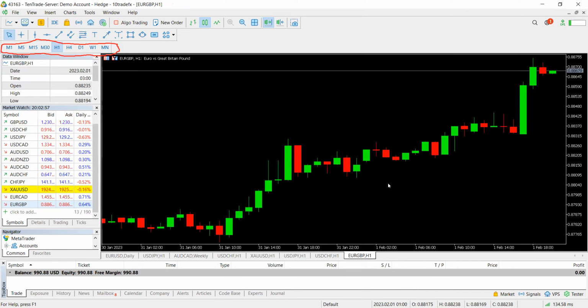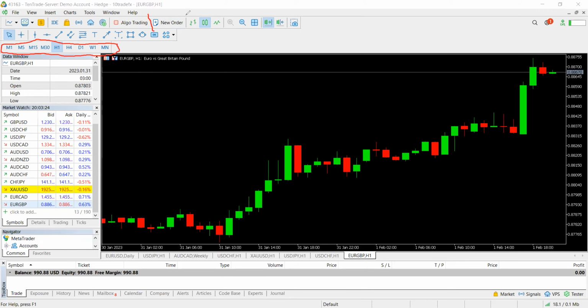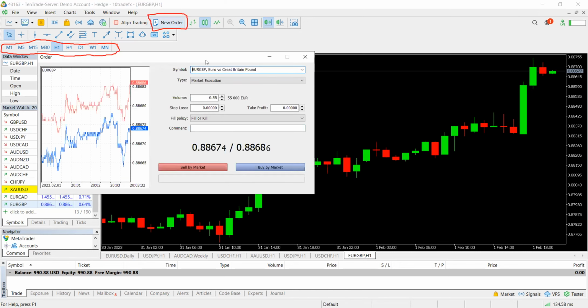Okay. But how do you place the trade? So once you found the currency pair that you want to trade, you are on the chart window, you've done your analysis, and then you're going to take entry. Where do you go to click on buy or sell order? Okay. So at the very top here on your MT5 on PC, you'll see new order at the top. Okay. So what you have to do is you click on new order.